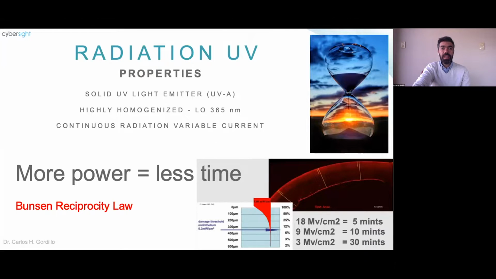So that's why we need to describe the different kinds of irradiation. The more power you have, the less time you need. Be careful with the power, but the good thing is that this reciprocity law described by Bunsen, with the technology and the machine, is going to help us save some time. For accelerated cross-linking, we have this 9 milliwatts in 10 minutes or 18 milliwatts in 5 minutes.